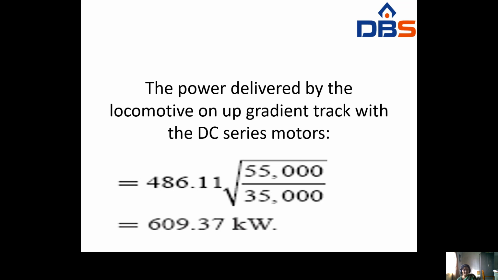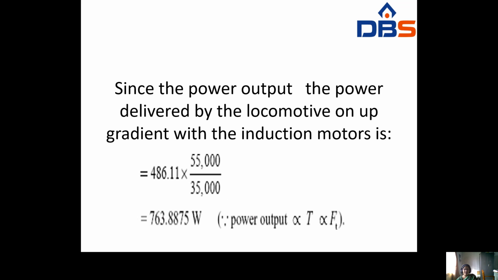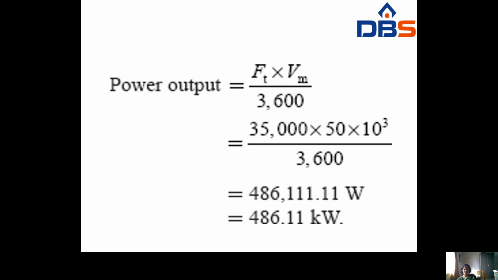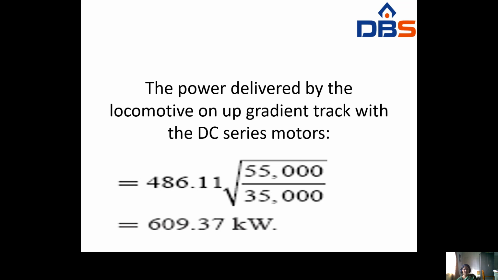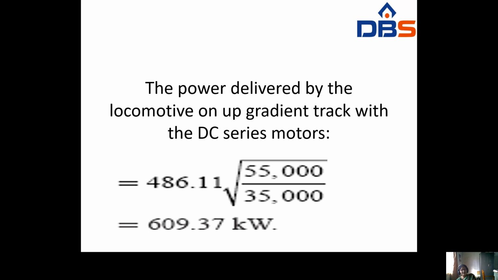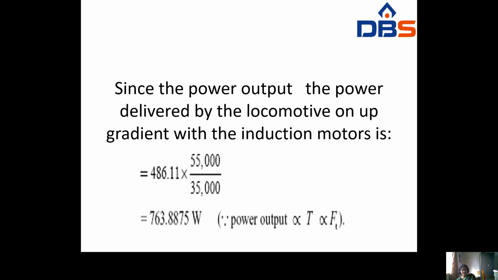So at the time here you can get 609.37 kilowatts. Suppose the power output delivered by the locomotive upon the drive with an induction motor. So here you can write the square root of power, because here power output is directly proportional to the square root of Ft. So that's why 486.11 into 55,000 divided by 35,000.